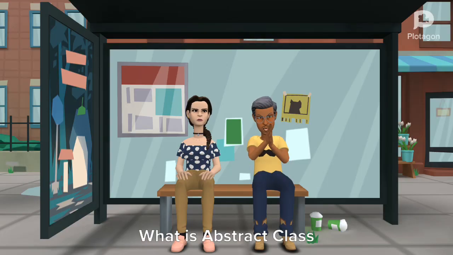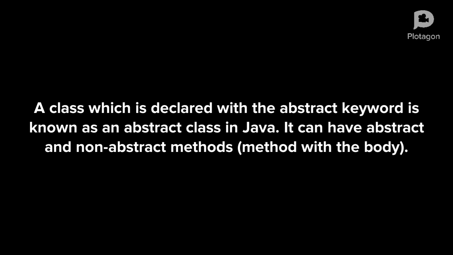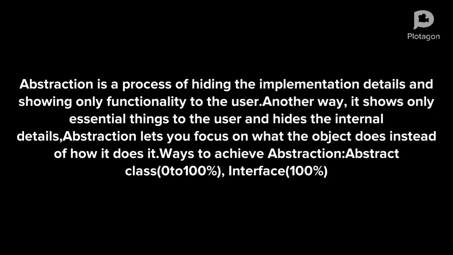What is abstract class? A class which is declared with the abstract keyword is known as an abstract class in Java. It can have abstract and non-abstract methods, that is, methods with the body. Abstraction is a process of hiding the implementation details and showing only functionality to the user. Another way, it shows only essential things to the user and hides the internal details. Abstraction lets you focus on what the object is instead of how it does it. Ways to achieve abstraction: abstract class 0 to 100%, interface 100%.